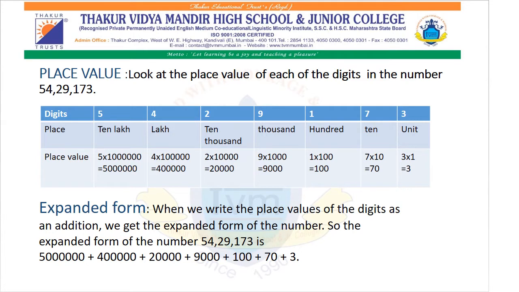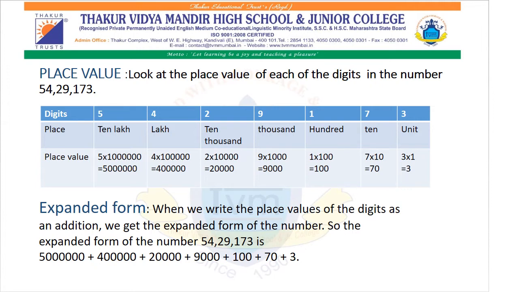1 is in 100 place. So 1 into 100 equal to 100 is the place value of this 1. 7 is in 10 place, so 7 into 10 is equal to 70. So 70 is the place value of this 7. 3 is in unit place, so 3 into 1 equal to 3 is the place value of this 3. Correct? Is it easy? Good.